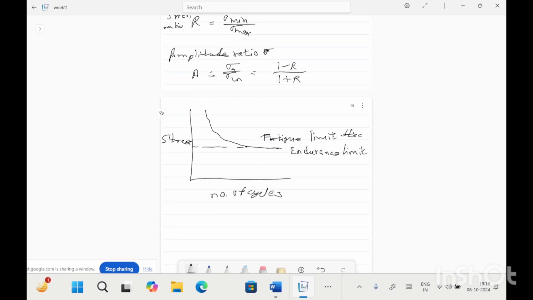steel and titanium, while for other metals like aluminium and magnesium, the stress will continue to decrease with increasing number of cycles. There will be no fixed point that can be written as the fatigue limit. So for this condition, the stress value corresponding to 10 raised to power 8 cycles is written as the fatigue strength of the material.